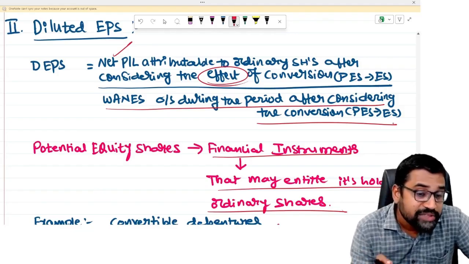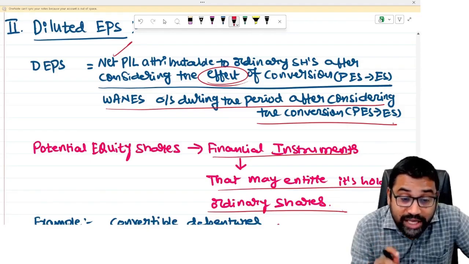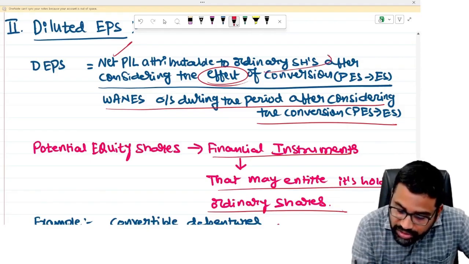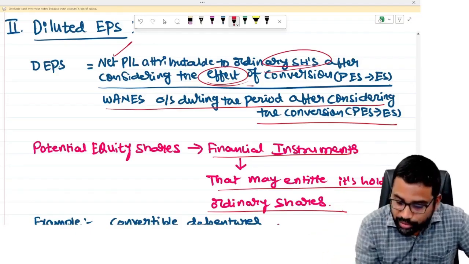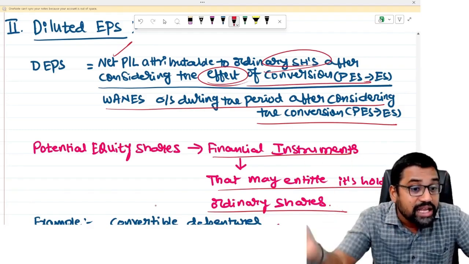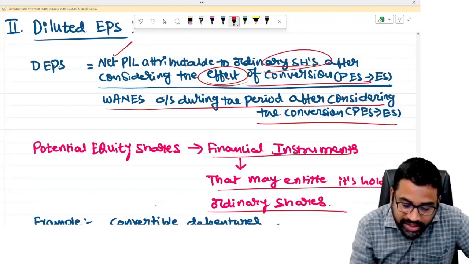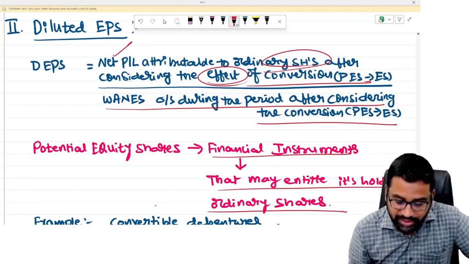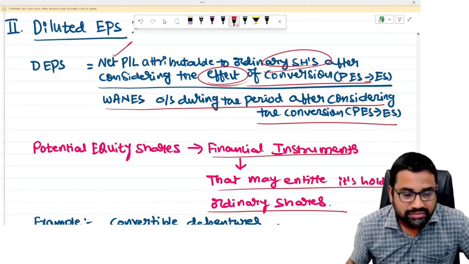But what is the diluted EPS formula? First one is net profit or loss attributable to ordinary shareholders, that means equity shareholders, after considering the effect of potential equity shares. That means if these potential equity shares are really converted into equity shares, what will be the net profit or loss attributable? Divided by weighted average number of equity shares outstanding during the period after considering the conversion.